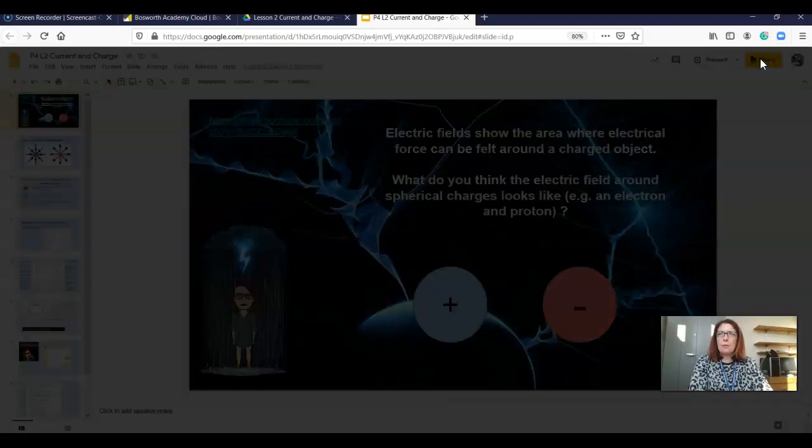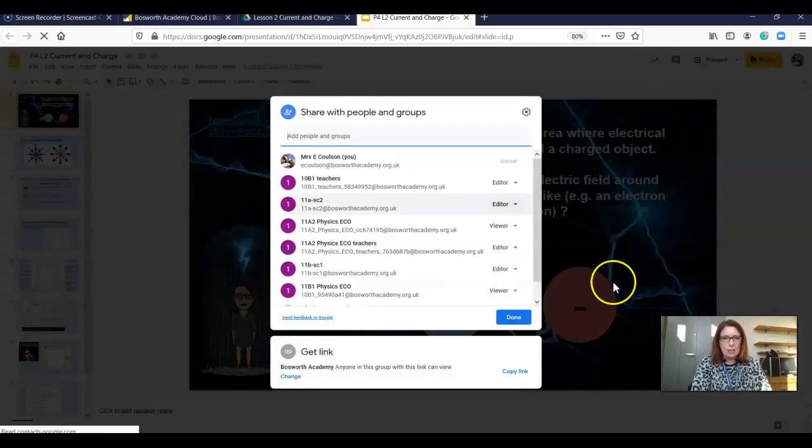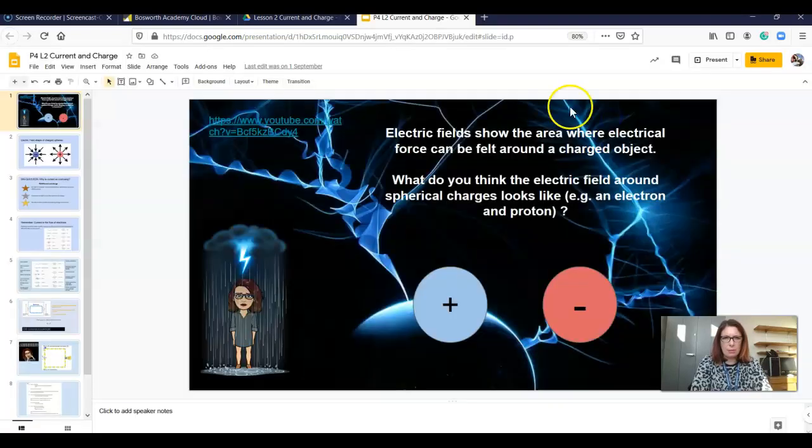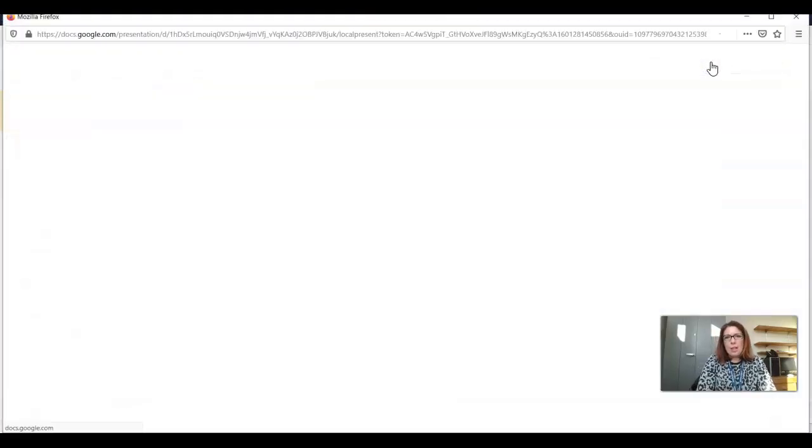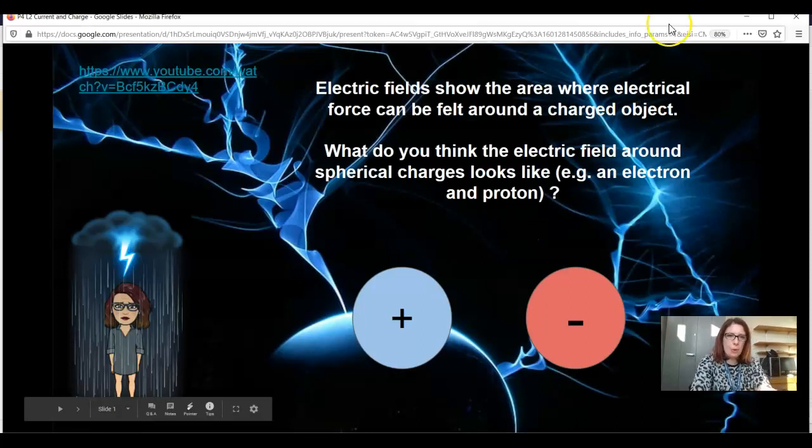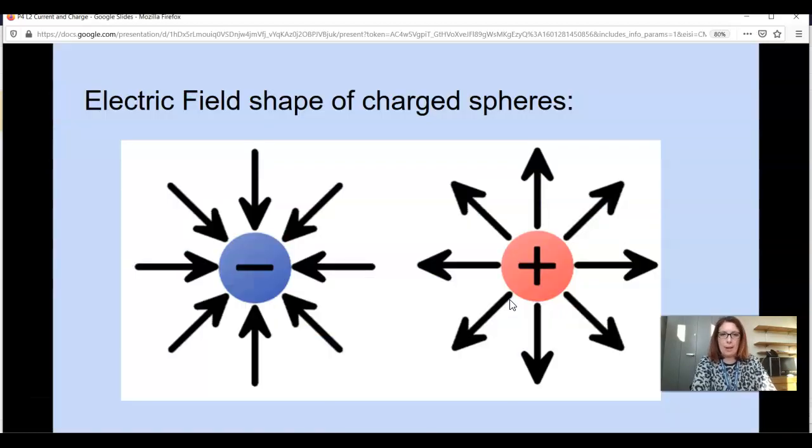This follows on from the static electricity lesson, and we actually ended up missing out this last bit. We were just talking about the charges around an electric object, but you can look at my last video on static electricity if you want to look at that.